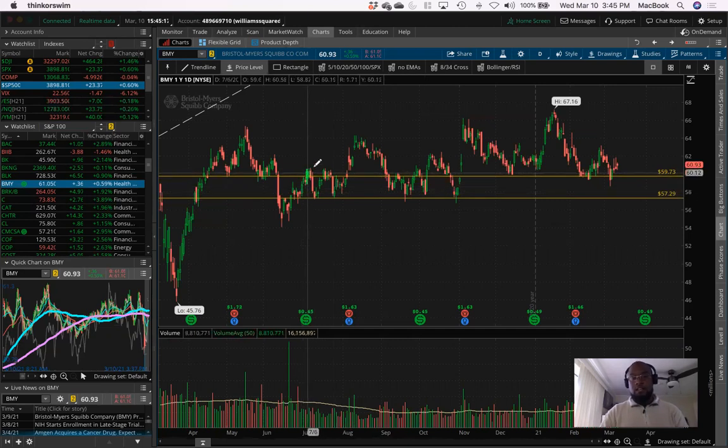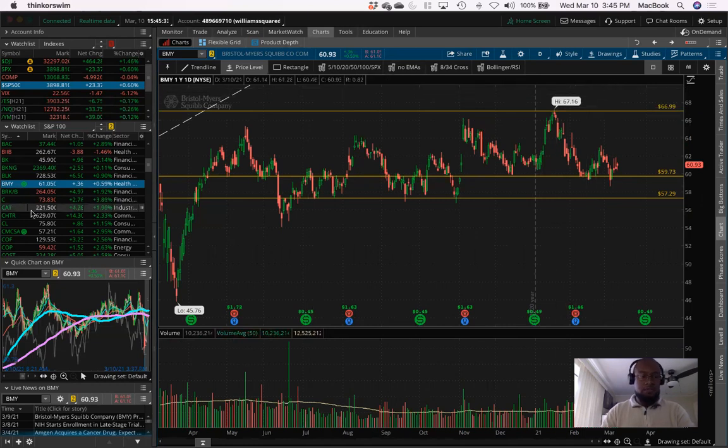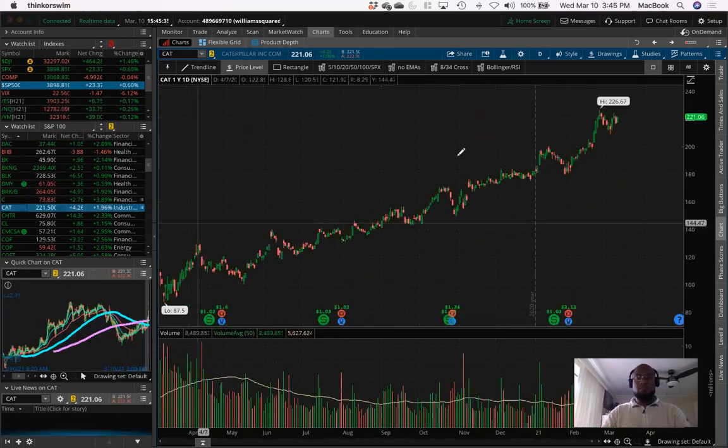And then also it acted as a little bit of resistance. 1, 2, 3, 4, a little bit of resistance there, which became the support that was 1, 2, 3, and 4, just right there. And obviously you have some resistance right there at 67. Caterpillar. Let's skip on Caterpillar.